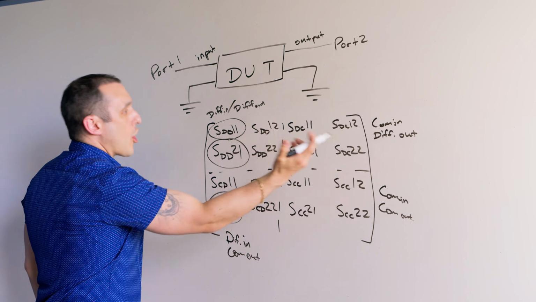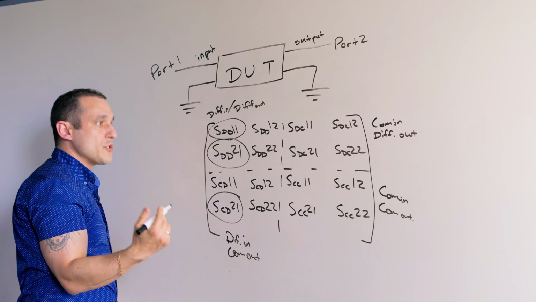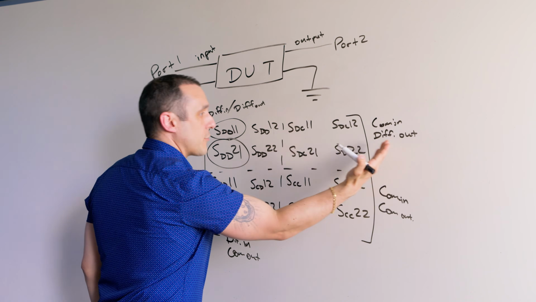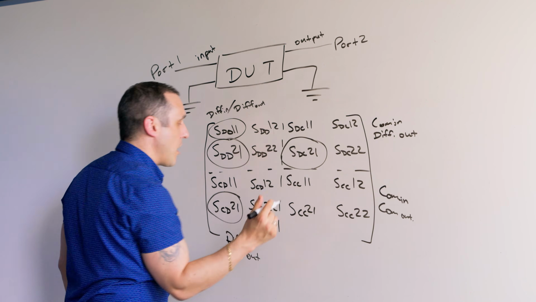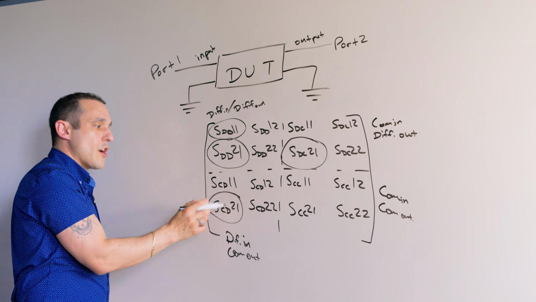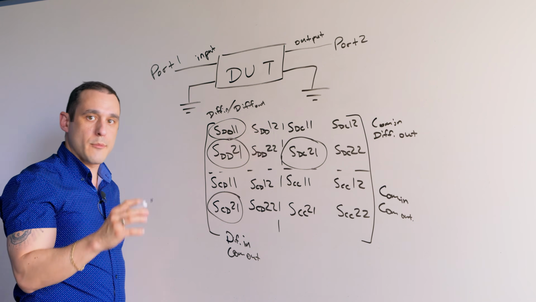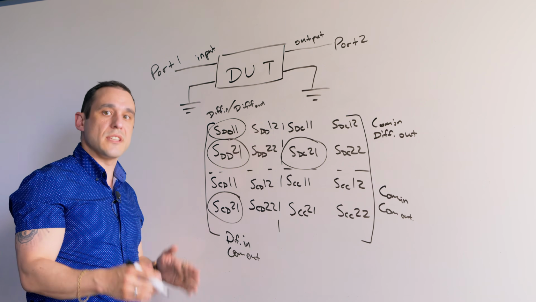And of course, if we are putting in some common mode noise, we might want to look at how that converts to differential mode noise. And so we would then want to look at this 4th one as well. But generally, these 3 are the most common S parameters in mixed mode S parameter matrices that you look at.